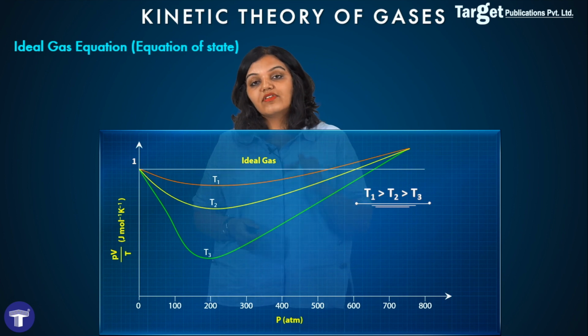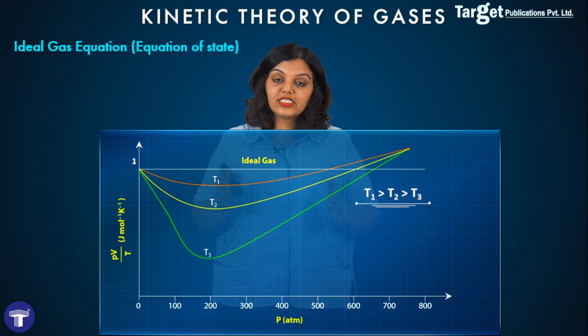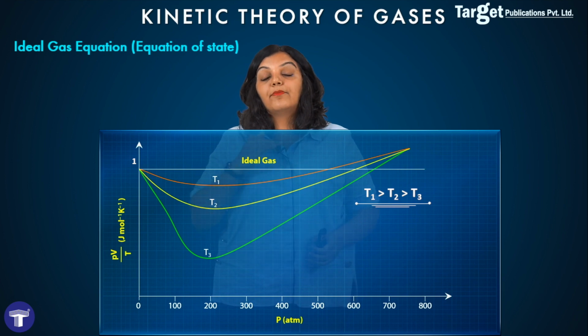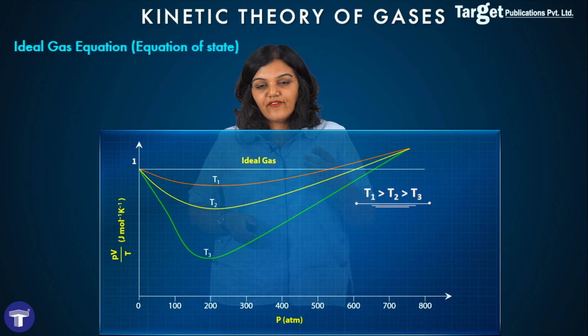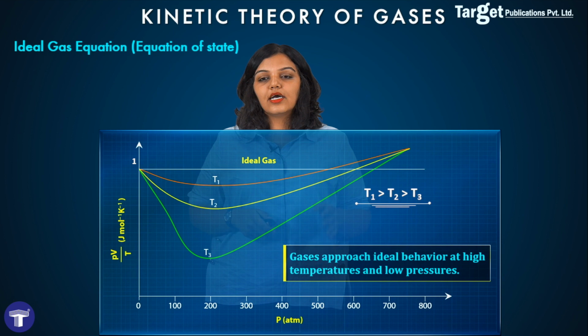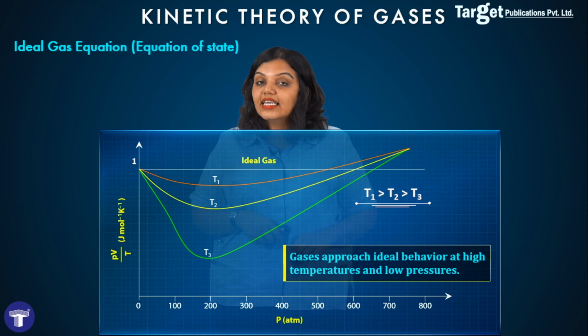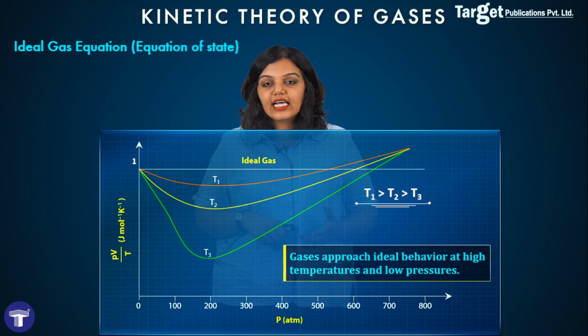So as the temperature of the gas was increased and the pressure was decreased, we saw that the gas was approaching ideal behavior. And from this I can say that gases approach ideal behavior at high temperatures and low pressures. And now I want to finally say what exactly is an ideal gas. An ideal gas is one which follows this equation at all temperatures and all pressures.